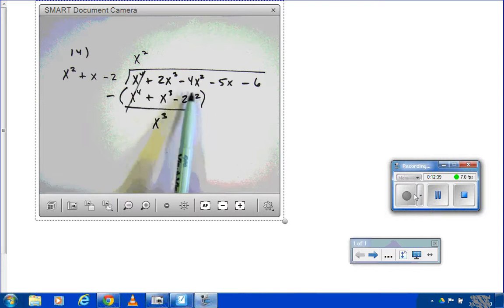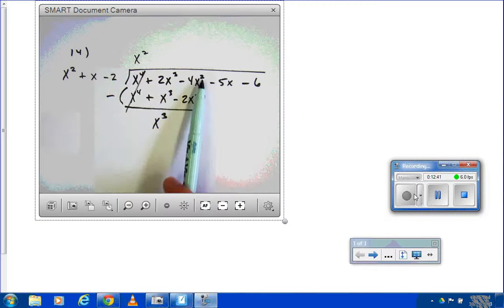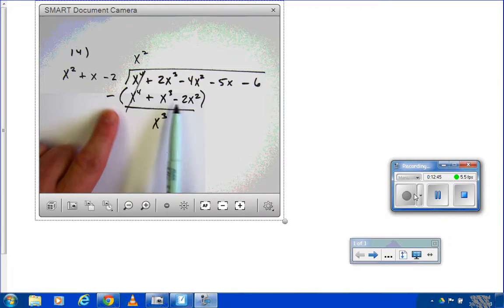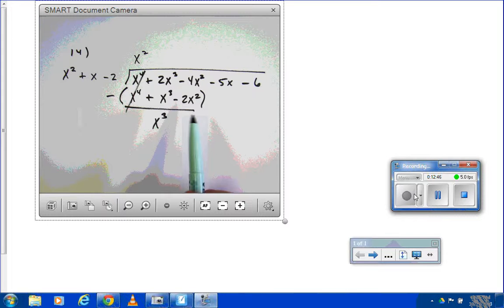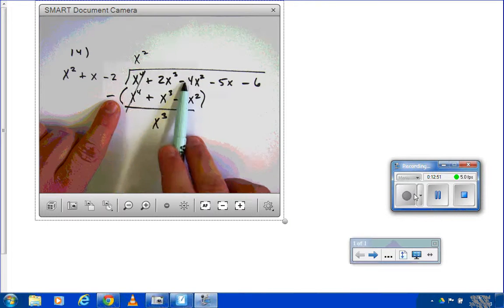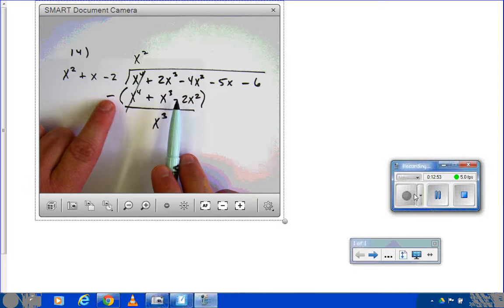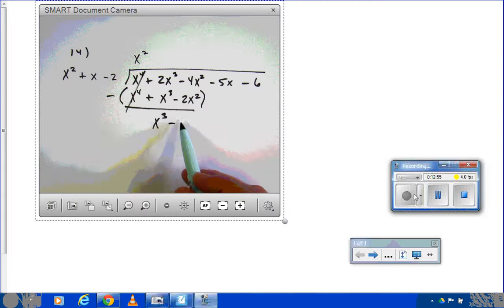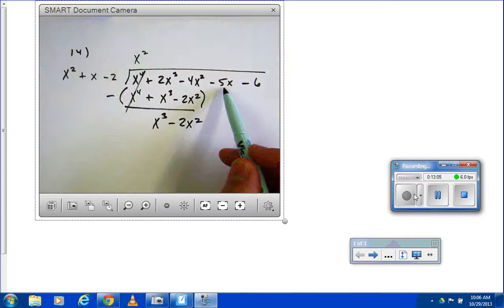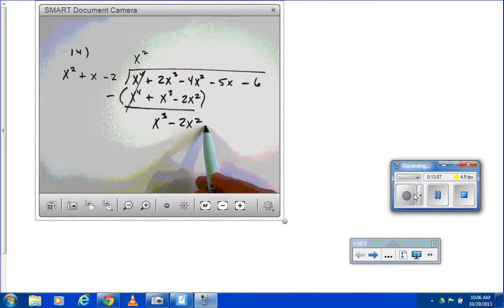Now, so what about here? This would be negative 4x squared plus 2x squared. So what would that be? What's negative 4 plus 2? It's going to be negative 2x squared. Okay, now just think long division back in the 3rd grade. What did you do next? You bring down the next digit, or in this case it'll be the next term, which is the negative 5x. Just bring it down.